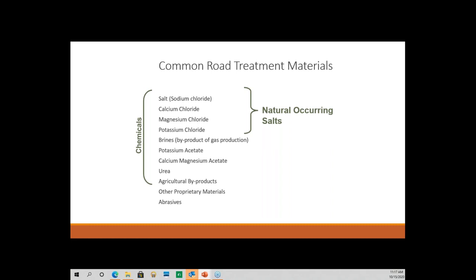Agricultural byproducts out of the corn industry, the soybean industry, the sugar beets. You see a lot of beet oil around anymore, and it's becoming a little more popular for a pre-wetting type of item. Then there's a lot of proprietary products, and generally speaking, a lot of those are combinations, mixing maybe a couple of salts with a couple of other types of chemicals to try and enhance that chemical. There's a whole laundry list of those types of items. So that's basically most of the common types of items.